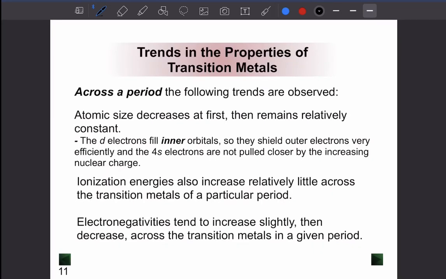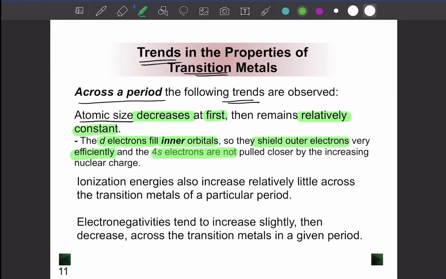Next, what are the trends in the properties of the transition metals? Across a period, these are the following trends that we generally observe. One is the atomic size, which generally decreases at first and then remains relatively constant at the end of the table. This is because the d electrons fill the inner orbitals, so they shield the outer electrons efficiently. So then the outer electrons are not pulled closer by the increasing nuclear charge.